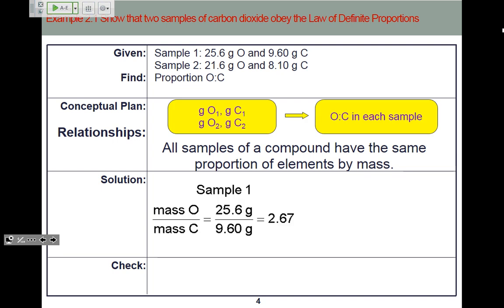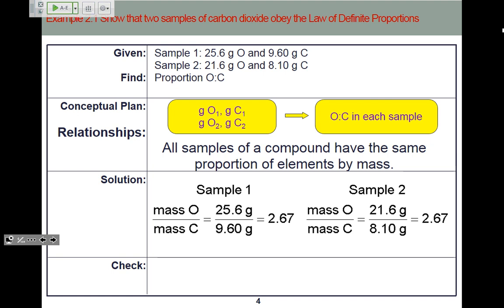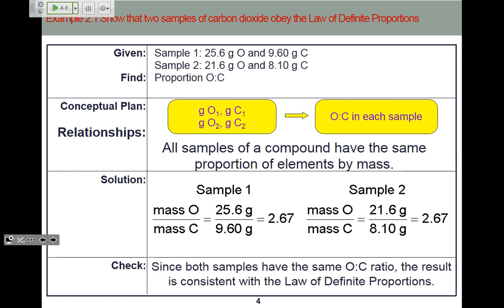So all we have to do is take our mass of oxygen and our mass of carbon in sample 1 and show what their proportion is. In this case, it's 2.67. And if we look at sample 2, its proportion is also 2.67. So that is in agreement with our law of definite proportions. This is really useful if we have an unknown sample or we want to determine something, because we know that if we have a pure sample of a compound, their atoms will always be in the same proportion no matter how much of that sample we have. So we're going to actually use that in a calculation.